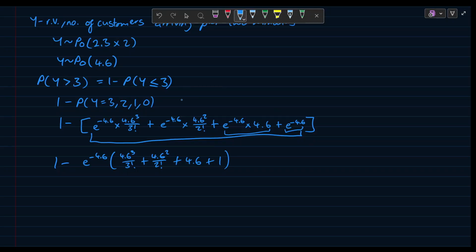Alright, so let's evaluate that using our calculator. That's 1 minus e to the negative 4.6 multiplied by 4.6 to the power 3 over 3 factorial plus 4.6 squared over 2 factorial plus 4.6 plus 1, and this gives us 0.674, and that's our final answer. Let's look at another example.